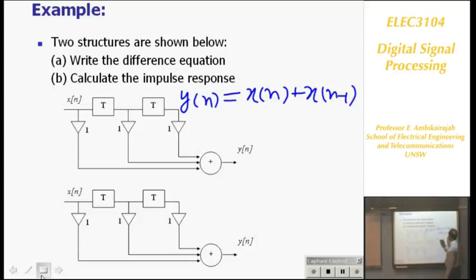So what's the impulse response? It's going to be h[n]: the first value is 1, the second is 1, the third is 1, and then 0 after that. What's the impulse response here?